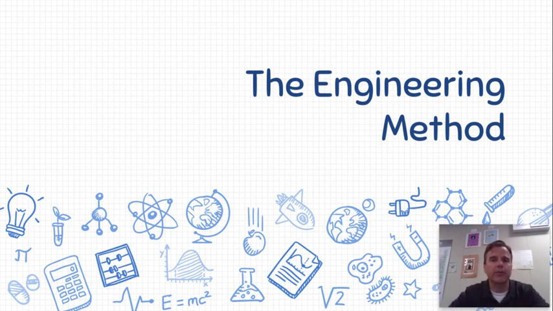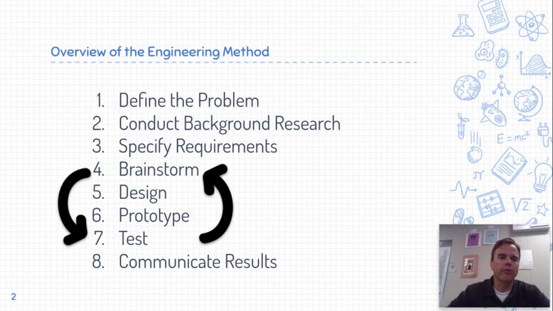Whereas with the scientific method, what you're really trying to do is explain something. You're trying to figure out a principle of nature. So here is an overview of the engineering method, and I'll go through that briefly, and then we'll talk about each of these steps.